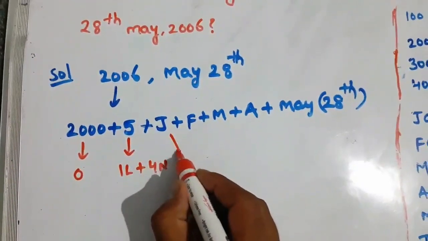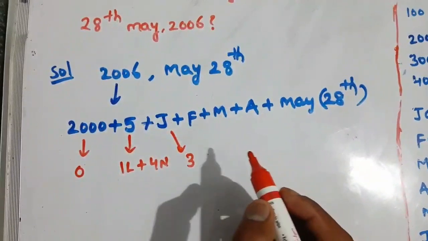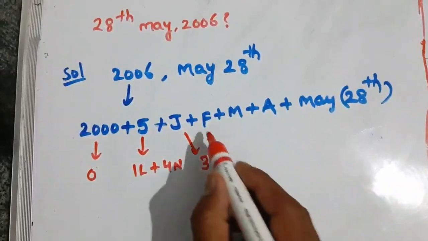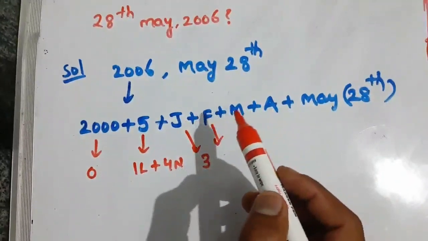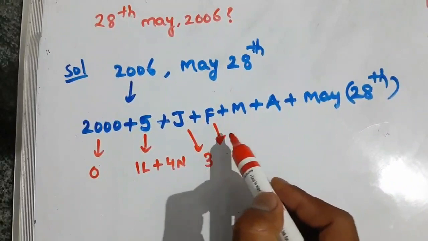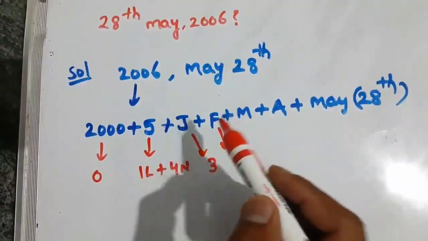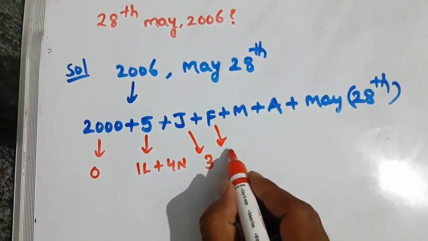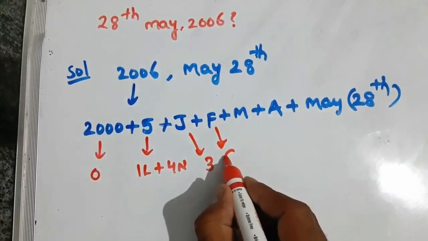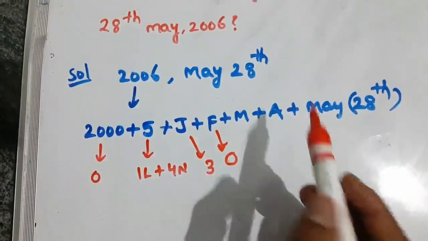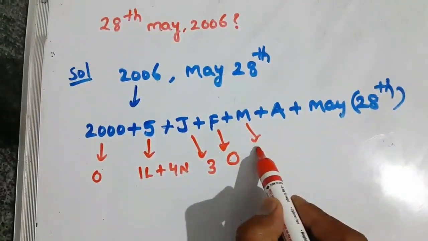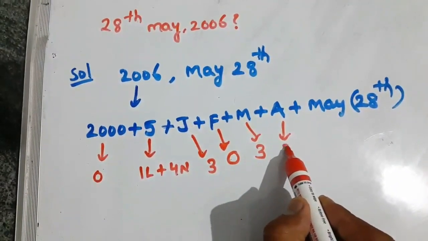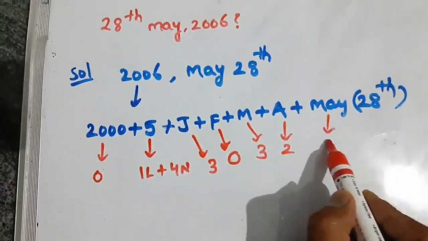Okay. In January, there will be 3 odd days. Why? Because January has 31 days, and if I divide by 7, I get remainder 3. So 3 odd days. February. While calculating odd days for February, we have to check whether the year is a leap year or not. 2006 is not a leap year, so February has 28 days. If I divide by 7, I get remainder 0, so 0 odd days. March, 31 days, 3 odd days. April, 30 days, 2 odd days. May till 28th.